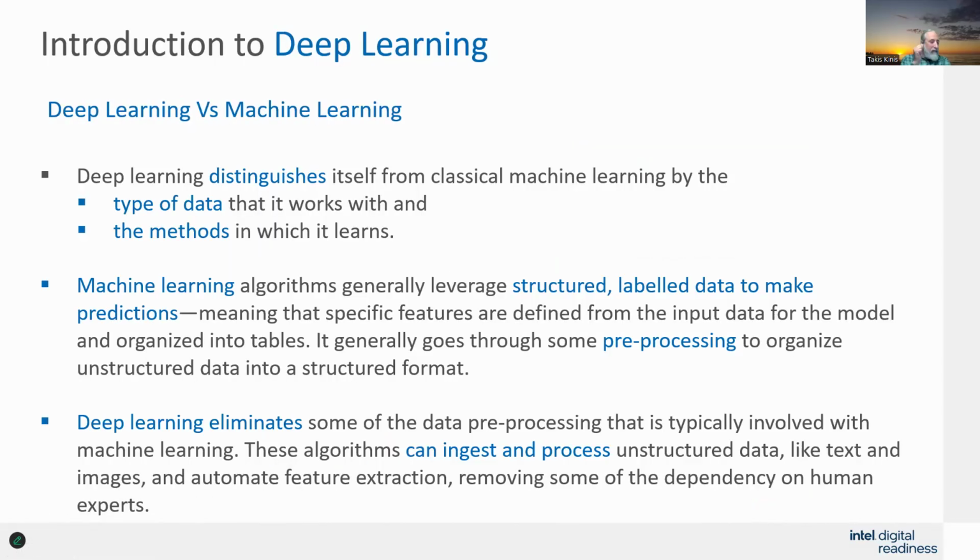So let's take a look at the comparison of the two. Deep learning basically separates itself from machine learning by the type of data that it works with and the methods that it uses. Machine learning algorithms generally leverage structured, labeled data to make predictions. We've talked about this. It goes through some pre-processing to organize unstructured data into a structured format. Sometimes it's a manual process.